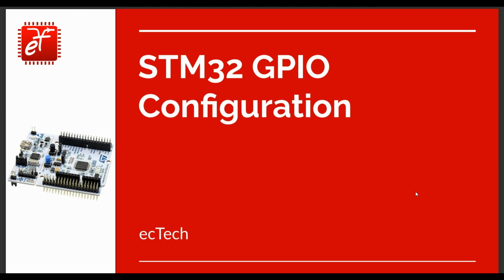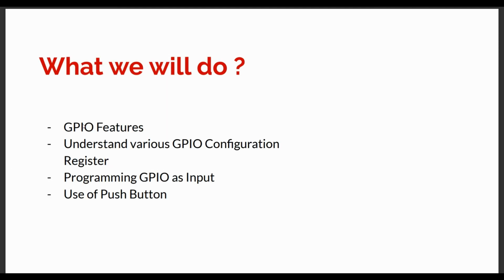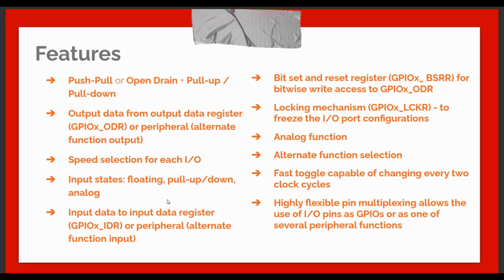Today, we are going to see what other GPIO features are available with STM32. Then we will understand the various GPIO configuration registers, and at the end we will make one GPIO an input which is connected to the onboard push button, and we will write a program to switch on the LED when the button is pressed, and when we release the button we will just switch off the LED. So let us go and see the features available with GPIO.